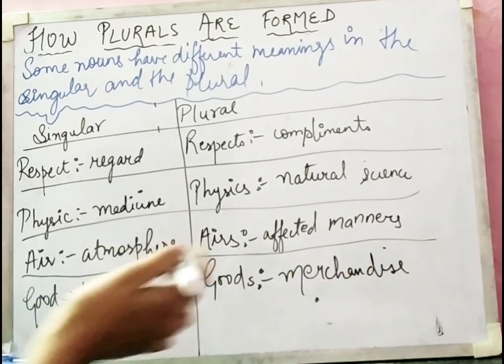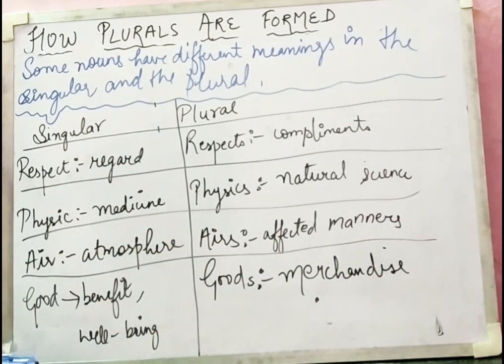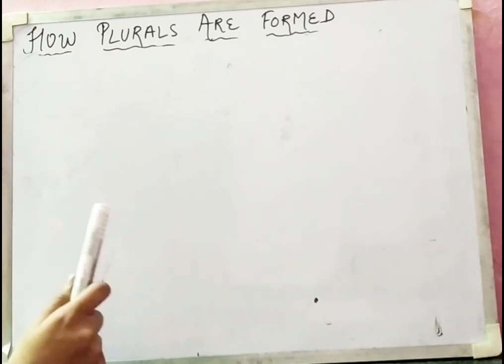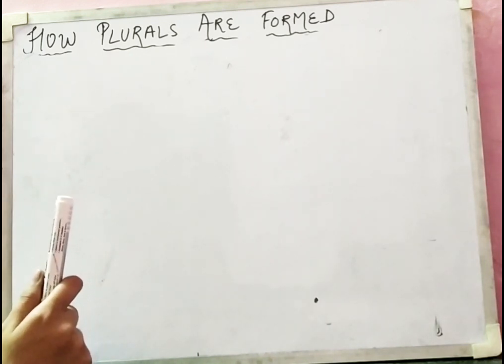So I think this much is clear to you. This concept is clear to you. Now I will be telling you some more things. These things I am not going to write, I am just telling you, and I will give you examples. Letters, figures and other symbols are made plural by adding an apostrophe and s.